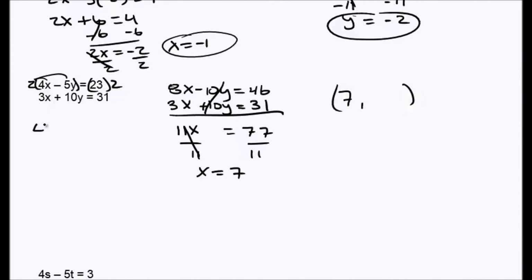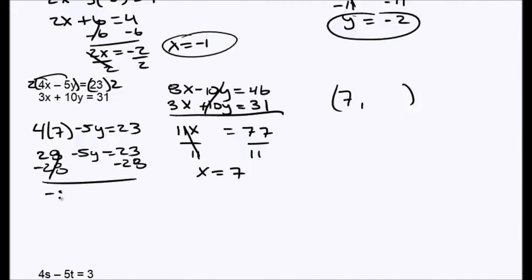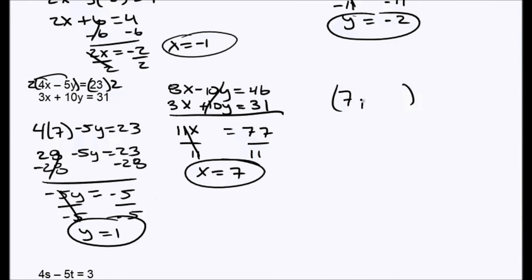Okay, so instead of 4x, it's 4 times 7 minus 5y equals 23. 4 times 7 is 28 minus 5y equals 23. Subtract 28 from both sides. So negative 5y is equal to 23 minus 28. It's going to be a negative 5. Just subtract and keep the sign with the bigger value. Divide both sides by negative 5. And y is equal to a positive 1. Now I have my x coordinate, my y coordinate. Put them together. 7, 1 is your final answer.